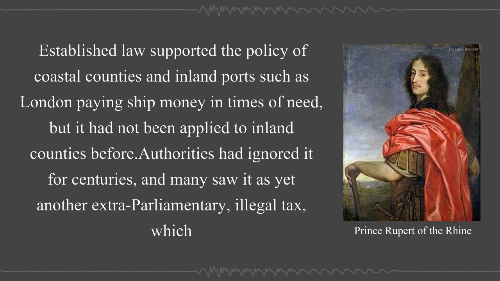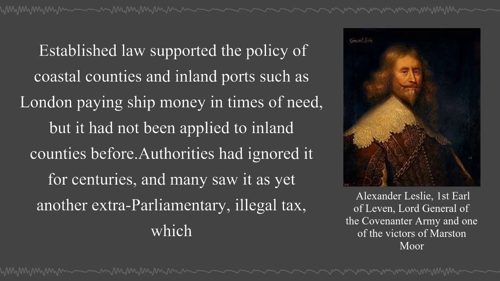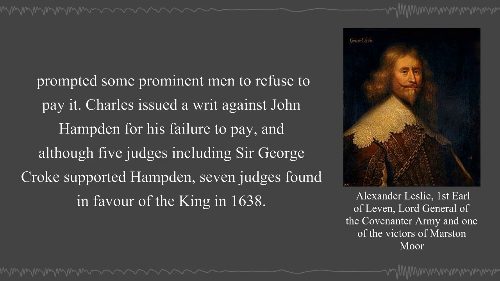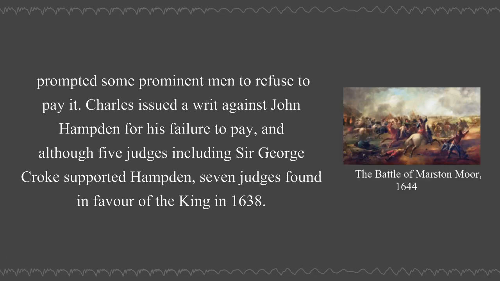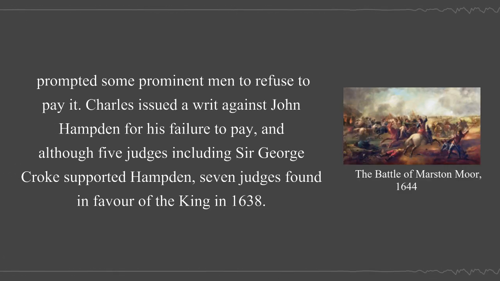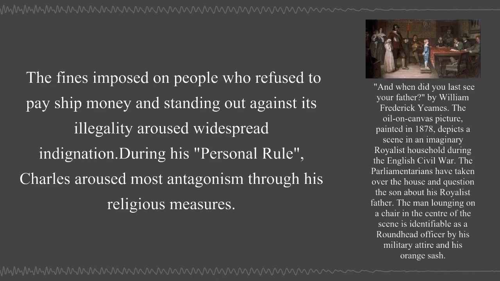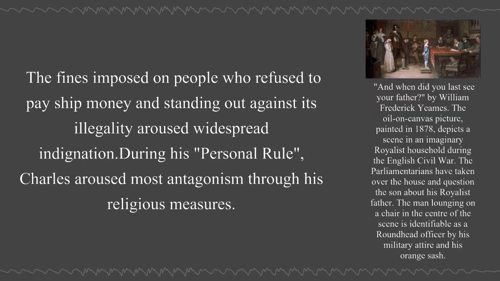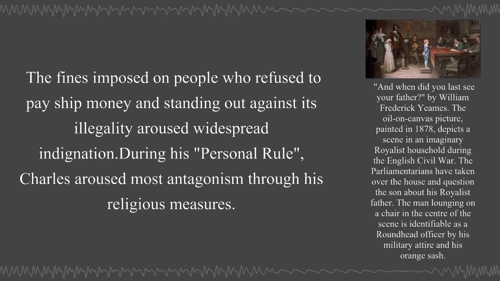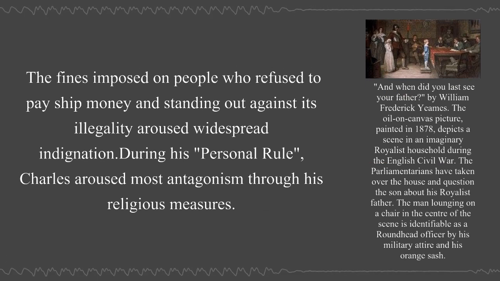Authorities had ignored it for centuries, and many saw it as yet another extra-parliamentary illegal tax, which prompted some prominent men to refuse to pay it. Charles issued a writ against John Hampden for his failure to pay, and although five judges, including Sir George Croke, supported Hampden, seven judges found in favor of the king in 1638. The fines imposed on people who refused to pay ship money and standing out against its illegality aroused widespread indignation.